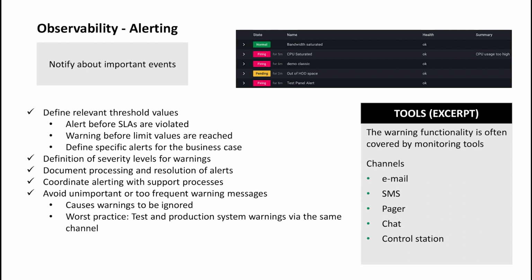Avoid giving unnecessary or too frequent warnings. This leads to warnings being ignored. Warn about important events where something needs to be done actively. If you also want to be aware of less important events, control them on a separate channel. In a nutshell, these are the most important best practices you should follow for observability.